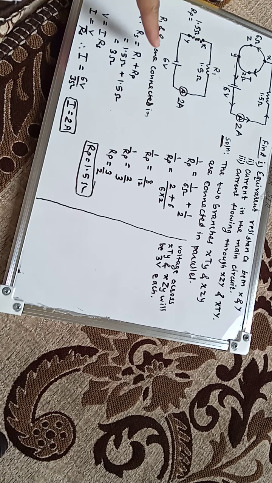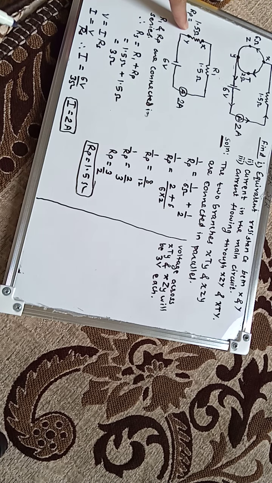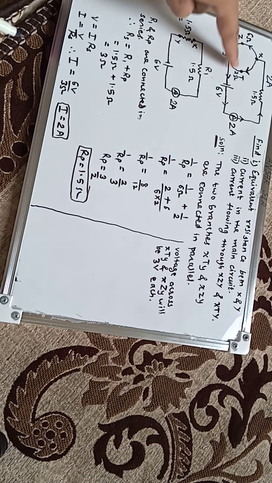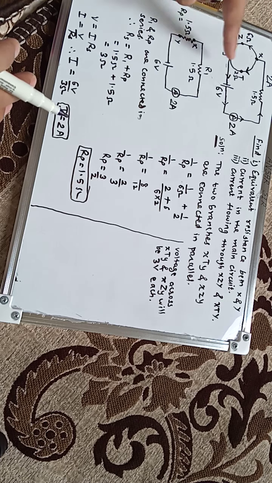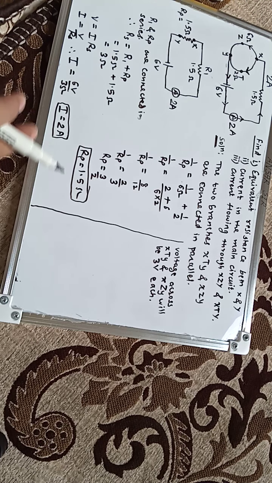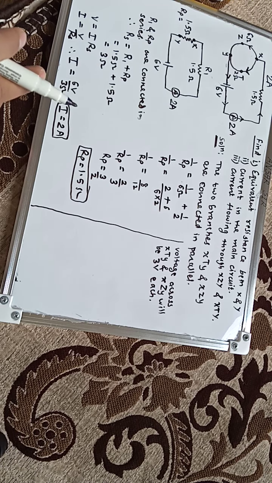But here there is a resistance of 1.5 ohm, so it will consume 3 volts. And the remaining 3 volt will be consumed here. So these two are in parallel, so they are getting 3 volt only. The voltage will be the same for XTY and XZY because they are in parallel. In a parallel combination, current gets divided into branches, but the voltage remains the same.